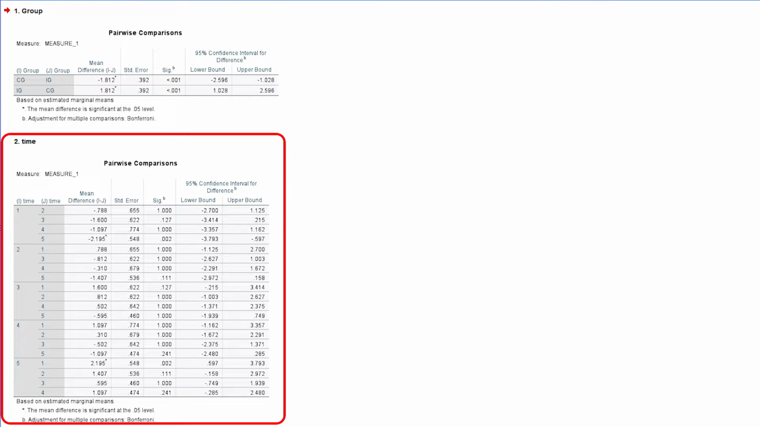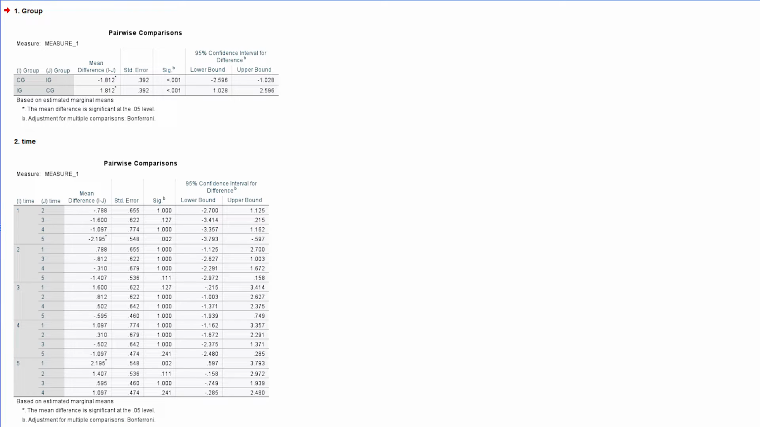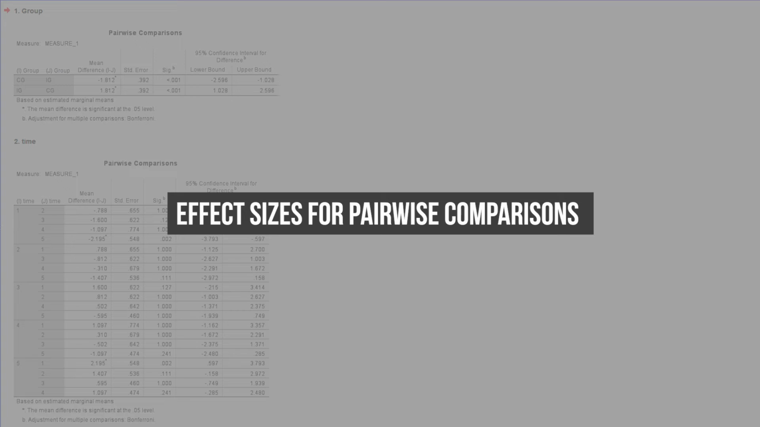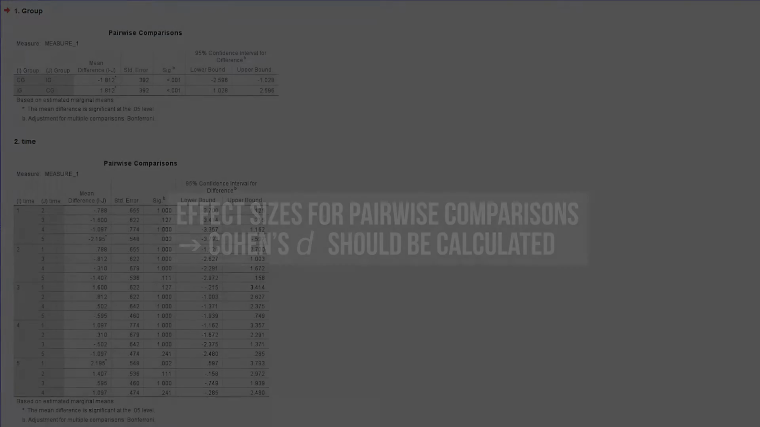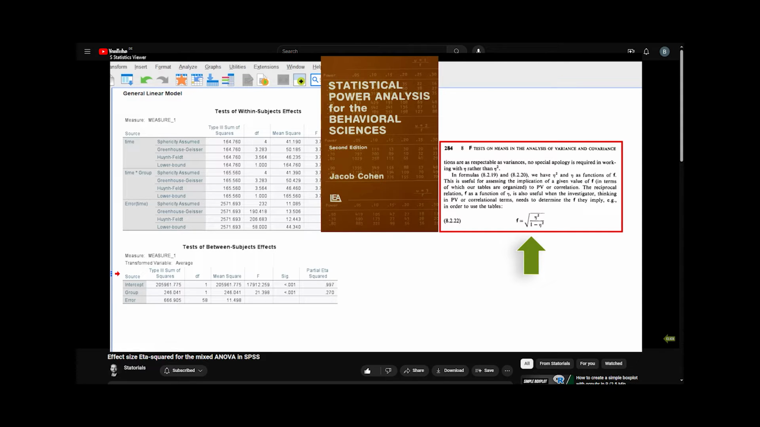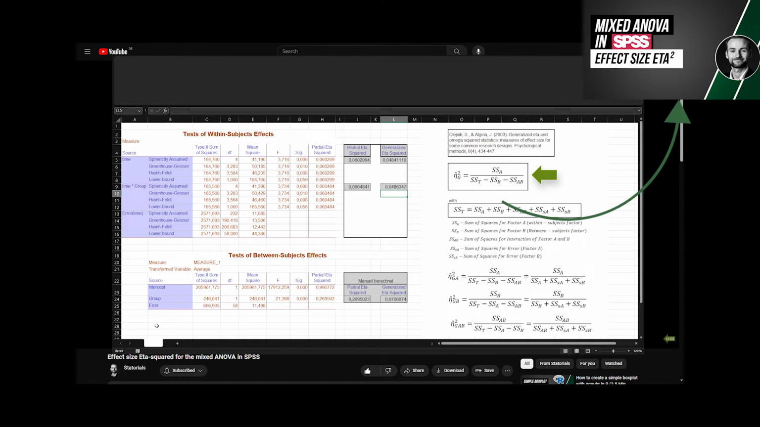An effect size should also be calculated for the calculated pairwise comparisons that have a sufficiently small p-value. As these are pairwise comparisons, Cohen's d is used, the calculation of which I will now show. Note, I have already shown the calculation of eta squared, whether partial or generalized, which quantifies the strength of the interaction effect or the main effects themselves.